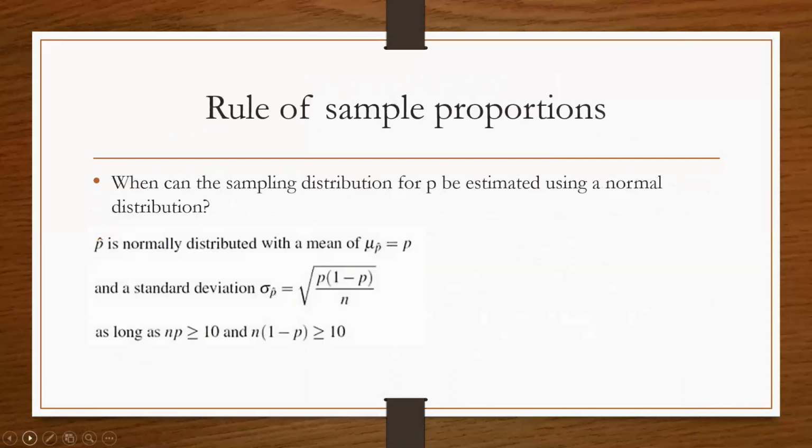So good job, guys. All right, so for the rule of sample proportions, basically it's saying when can P be estimated using a normal distribution? So long as you have n times P greater than or equal to 10, and n times 1 minus P greater than or equal to 10, you can assume that your proportion is normally distributed with the mean equal to P and a standard deviation equal to the square root of P times 1 minus P divided by the sample size.